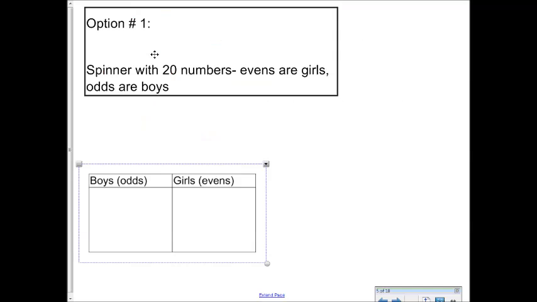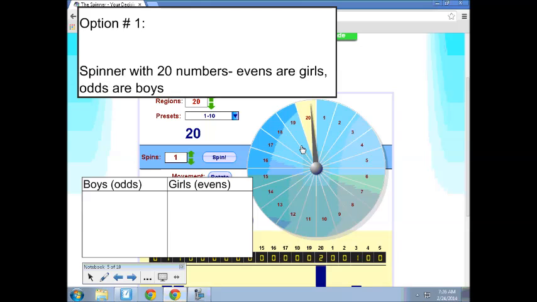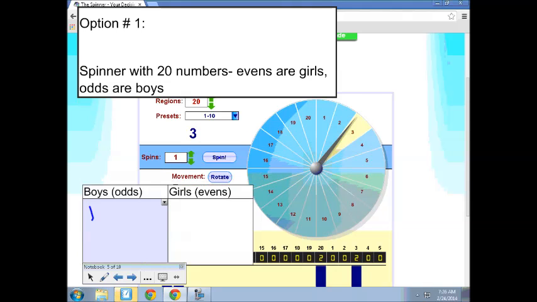For instance, option number 1. We can have a spinner with 20 numbers. Evens can be girls, odds can be boys. We have 20 numbers, half of them are girls, half of them are boys. Let's try that out. Here's my spinner. It's already divided into 20 sections, and you can see that we have boys, odds, and girls, even. So let's spin. And we get an odd. That's a boy. And again, another odd.